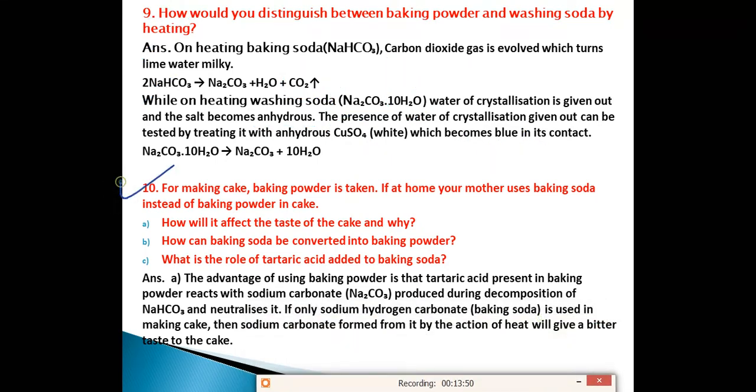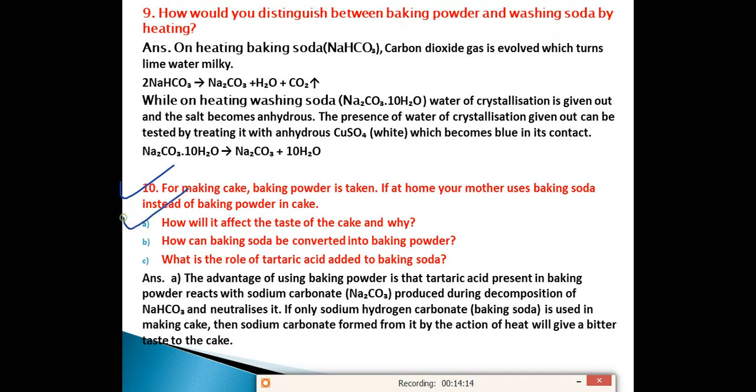Now come to the last question, that is question number 10. For making cake, baking powder is taken at home. Okay, for making cake, we use both baking powder and baking soda. Suppose your mother uses baking soda instead of baking powder in cake. What will happen then? Right? Suppose by chance your mother has added baking soda instead of baking powder, then what will be the effect on the taste of the cake?